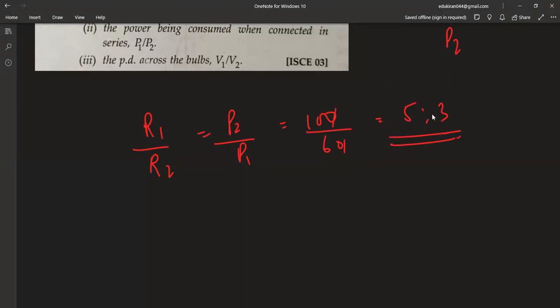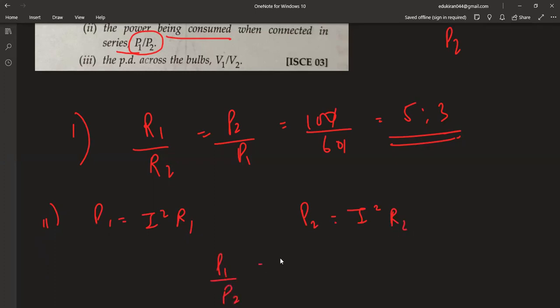When they are connected in series, we have to find out the power being consumed, right? In series, P1 by P2 we have to find. See, for the second part, power is equal to I square R1. Now we know this is the series connection. So in the second case, we need not change the current's value because the current that would be flowing would be the same. Now you can take the ratio P1 by P2 is equal to R1 by R2. Again, the same answer, that is 5:3.